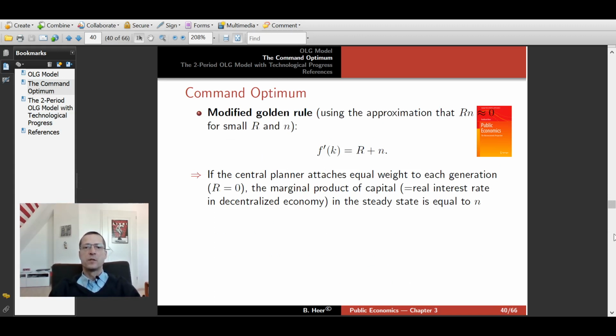So that's the modified golden rule for the central planner, and we use the approximation that r times n is approximately equal to 0. So if the population growth rate is small, let's say 1%, and the discount rate is also small, a couple of percentage points, then of course the product r times n is even smaller, so we may neglect it. If the central planner attaches equal weight to each generation, so that r is equal to 0, then the marginal product of capital in the steady state is equal to n. That's the modified golden rule of the OLG model central planner.